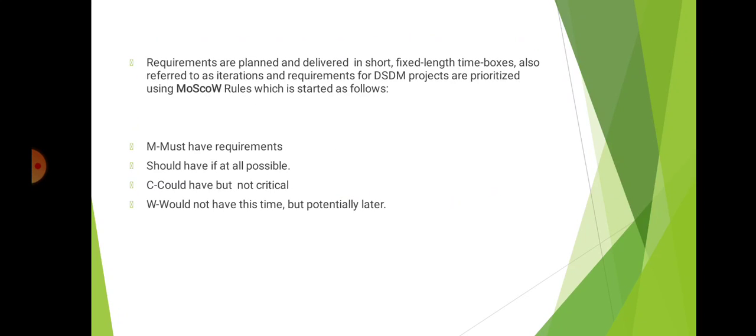The requirements are planned and delivered in short, fixed length time boxes, also referred to as iterations. Requirements for DSDM projects are prioritized using MoSCoW rules, which are as follows. M stands for must have requirement, S stands for should have if at all possible, C stands for could have but not critical, and W stands for would not have this time but potentially later.